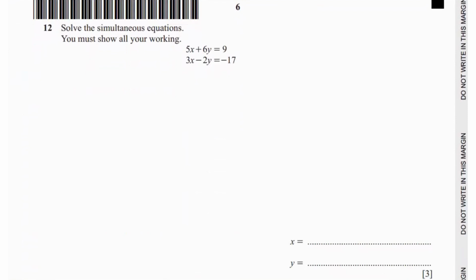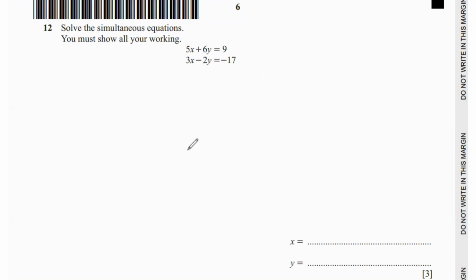Question 12 says, solve the simultaneous equations. You must show all your working. So to solve this set of simultaneous equations, we're going to use the elimination method. The reason we're using the elimination method is because it's going to be easier for us, because with substitution, when we make one of the variables the subject, we'll get a fraction. And then we'll have to substitute the fraction into the other equation. So to make things easier, let's stick to elimination.